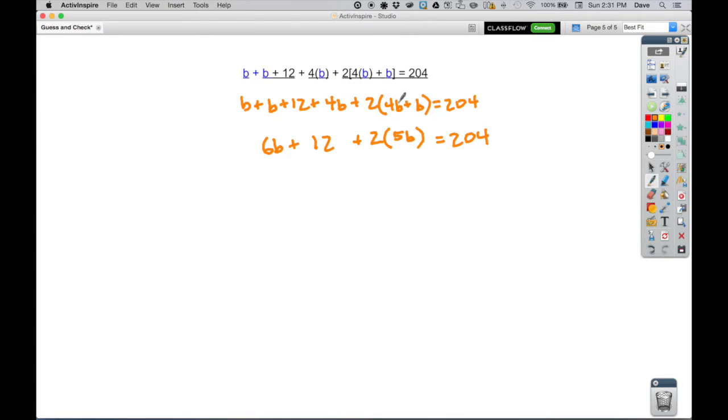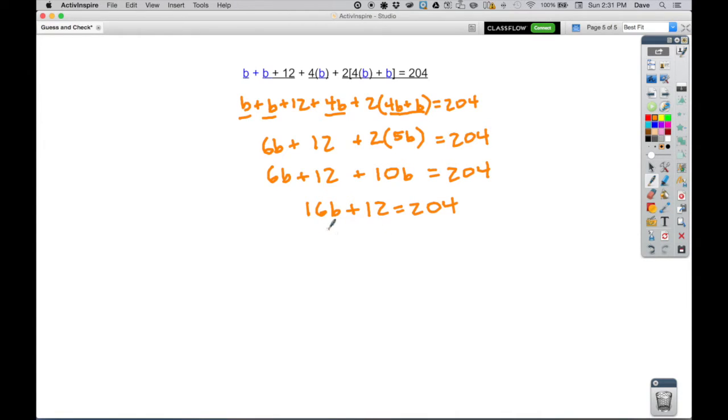Okay, so I didn't do distributive property here because I saw that within the parentheses I could just add that all up. Over here I just took these like terms and put them together, and the 12 is the only quote-unquote normal number that we just didn't touch yet. All right, let's go a little further here. So we got 6B plus 12. This part would simplify further, 2 times 5B, which would be 10B. And then if we go even further with that, we've got some like terms there. We've got 6B and 10B, which would total out to 16B plus 12 equals 204.